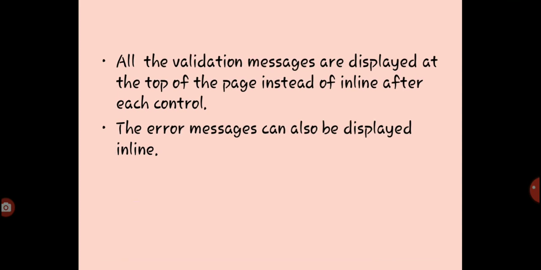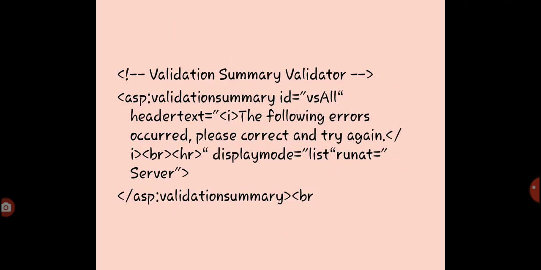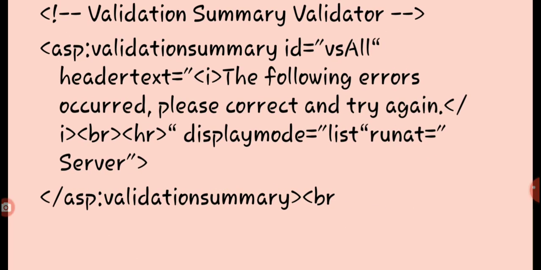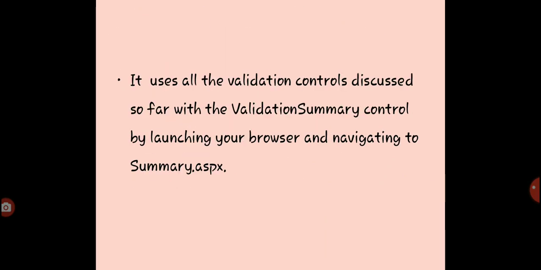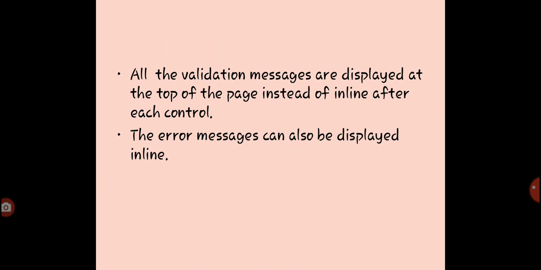These validation messages can also be displayed inline. Here we gave the display mode as list. Instead of giving list, if we give inline, the errors will be displayed inline, on the right side of every text box. So that is the inline mode, and in that way also we can get the error messages displayed.